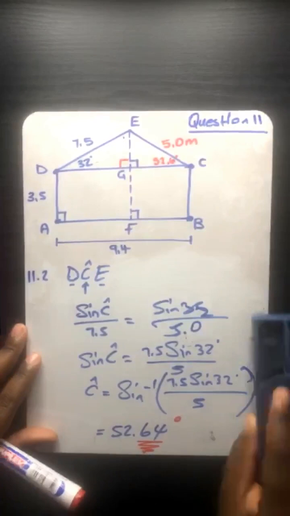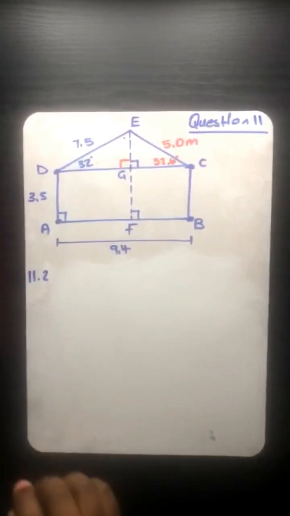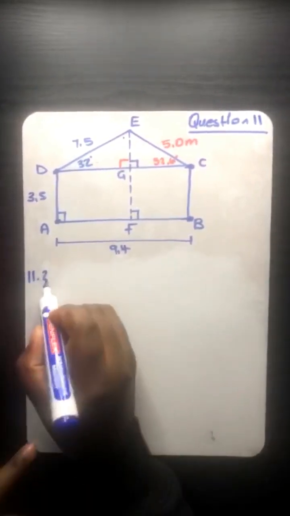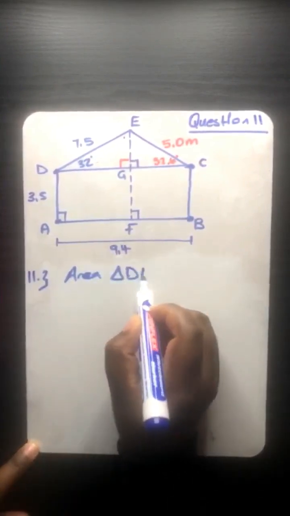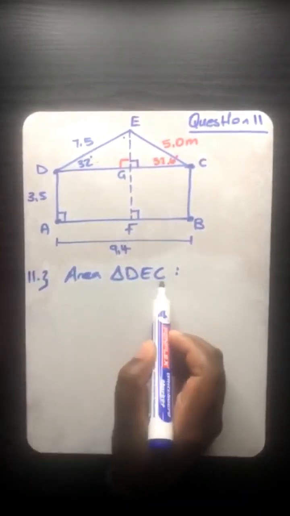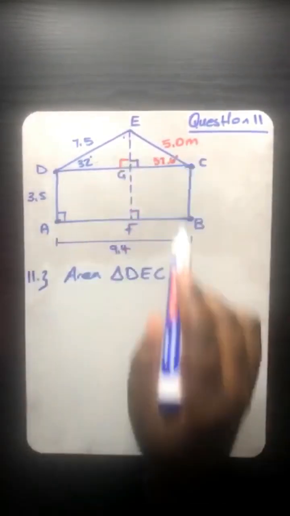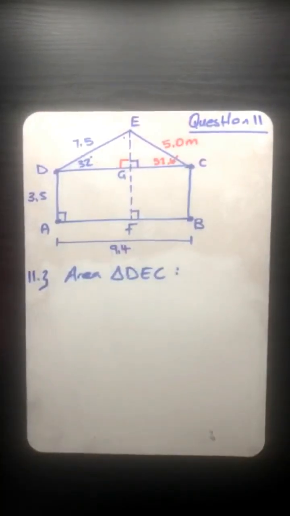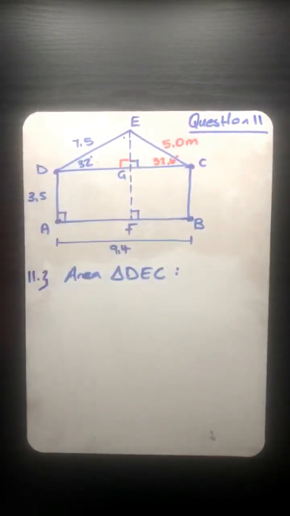I think this was a straightforward question, guys. Let's have a look at 11.3, which says now the area of triangle DEC. You need to be able to interpret these things, guys. So area of triangle DEC, where is D? There is D, where is E? There is E. Okay, there's C. So how can we possibly calculate the area of that triangle?